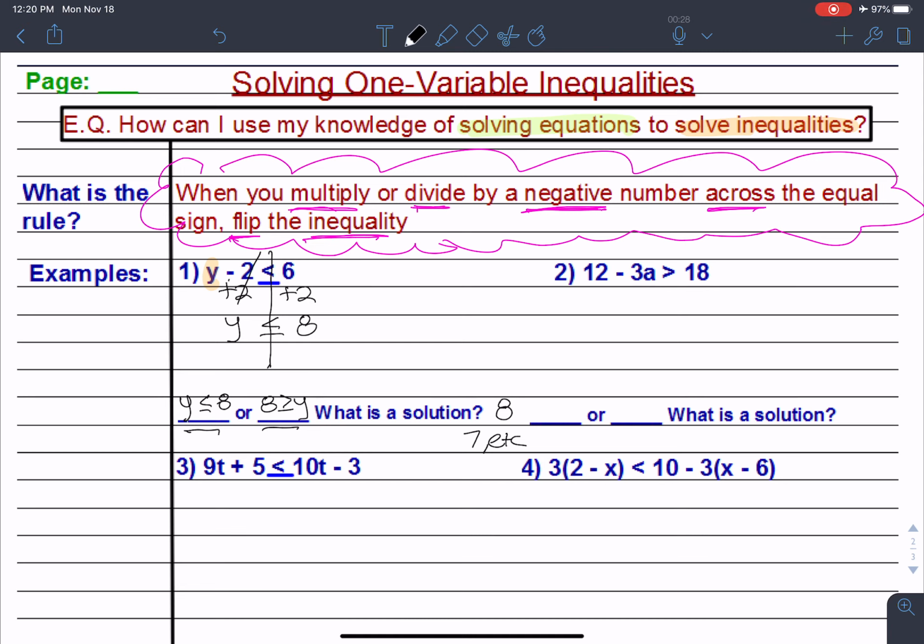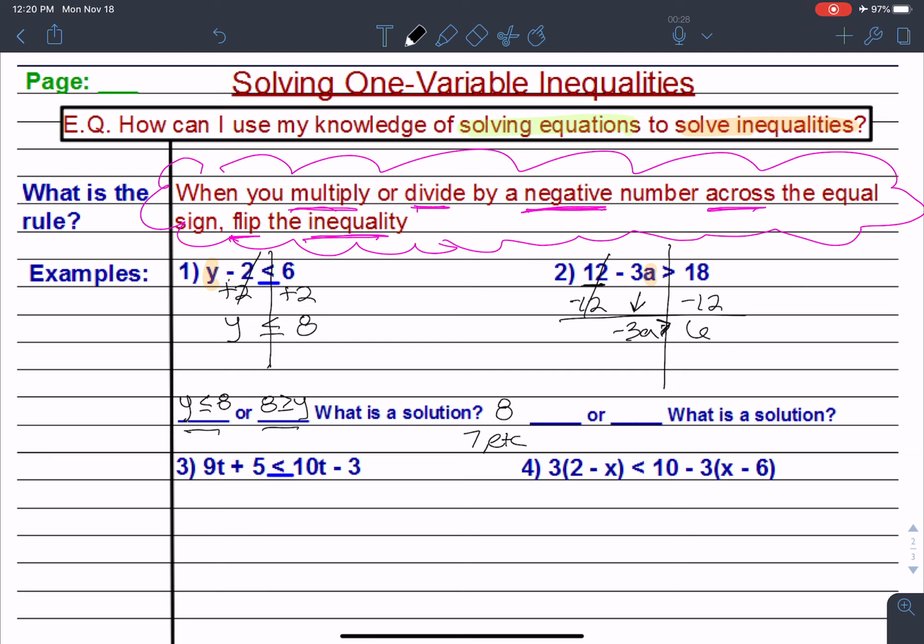Okay, my next example. Here's my inequality symbol. I'm going to cut it in half. This time my variable is the letter a. Any number that's on the same side as a has to move to the right so that my a is alone. First we're going to add or subtract our constant. Our constant in this example is 12, and it's positive, so I will subtract 12 from both sides. 12 minus 12 is 0, so the 12s are gone. Bring down my -3a and my inequality symbol. 18 minus 12 is 6.